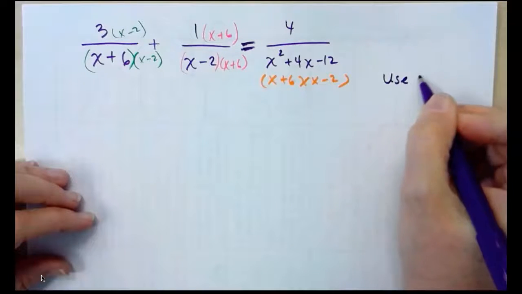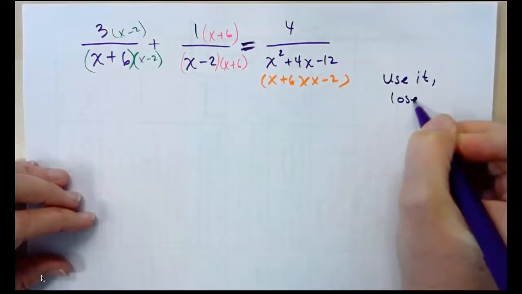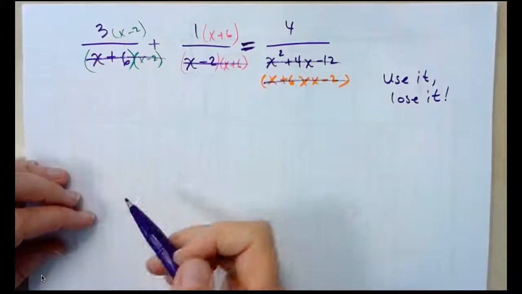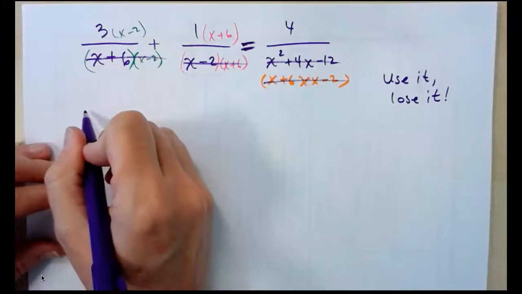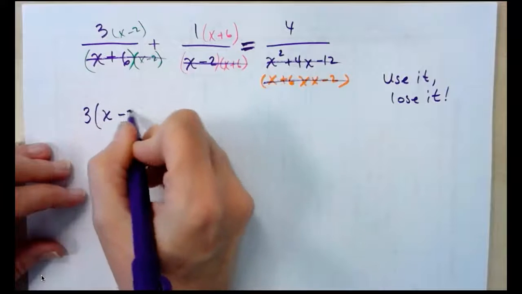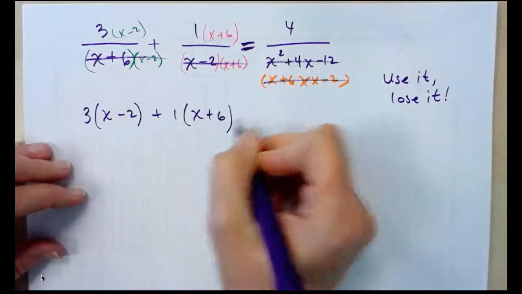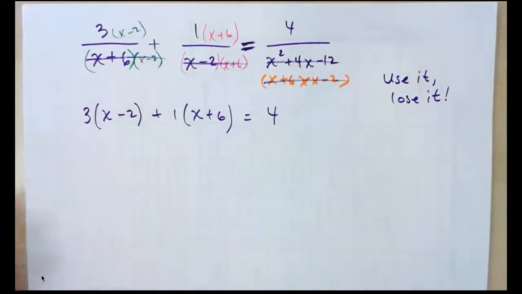We can use it and lose it. Woohoo! Goodbye, goodbye, goodbye. So now our equation is simply 3 times x minus 2 plus 1 times x plus 6 equals 4.